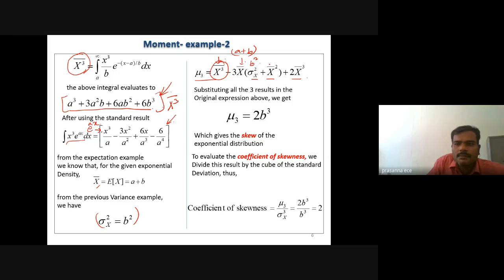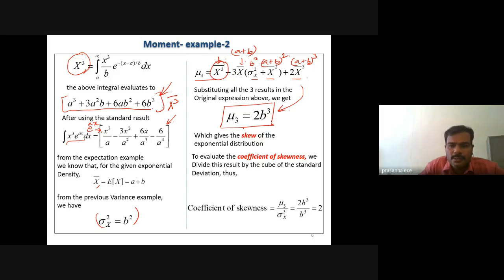So what is that? This is x bar the whole square, so that will be a plus b the whole square. Again, 2x bar the whole cube, that is 2 into a plus b the whole cube. You substitute all these values and finally simplify it, and what you will be getting is mu3 equal to 2b cube. Is that clear? I'm not showing all the steps here. You have to go through all the steps, and finally your mu3 value turns out to be 2b cube.